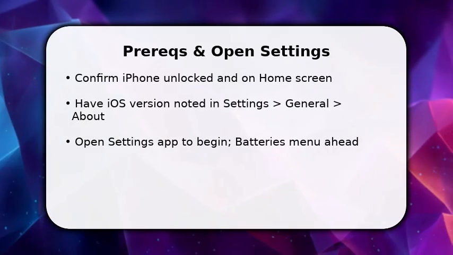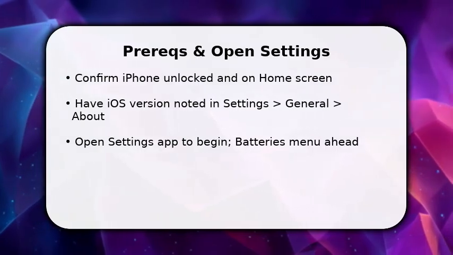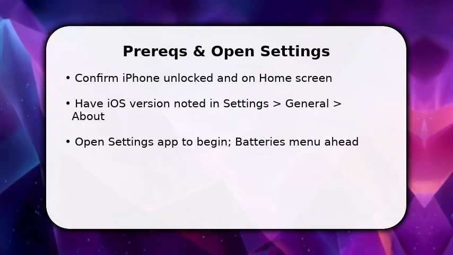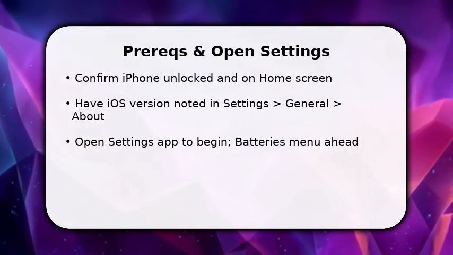You'll start right now by opening Settings. Make sure your iPhone is unlocked and connected to power if needed. Tap Settings, then scroll to Battery. This puts you at the control point.